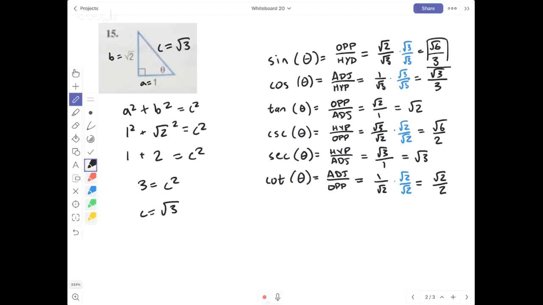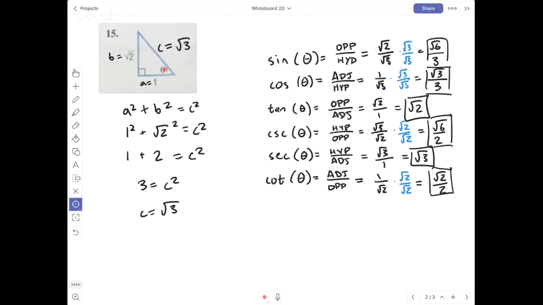Cool. Six trigonometric functions of theta. Again, those are functions for theta, that same angle theta in any right triangle, because of the properties of similarity and dilations. Any questions on number 15? Okay, I think that's relatively straightforward.